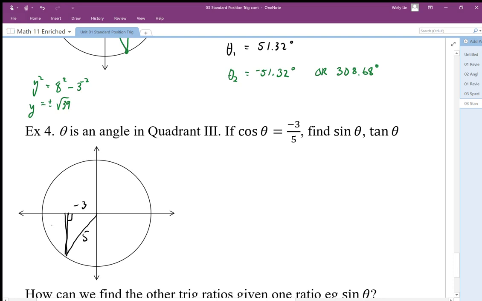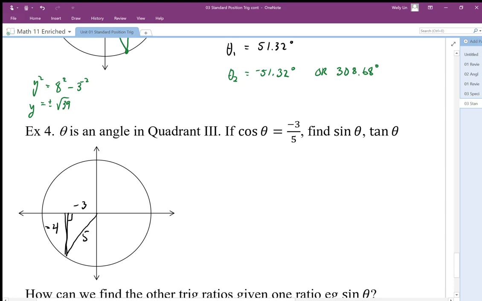Using Pythagoras, I'm going to end up with 25 minus 9 is 16. The square root of 16 is going to give us a side length of 4. Unfortunately, this is positioning. I need to make sure I locate the right position, because 4 is actually up. I need to be going down 4, so that's the right positioning.